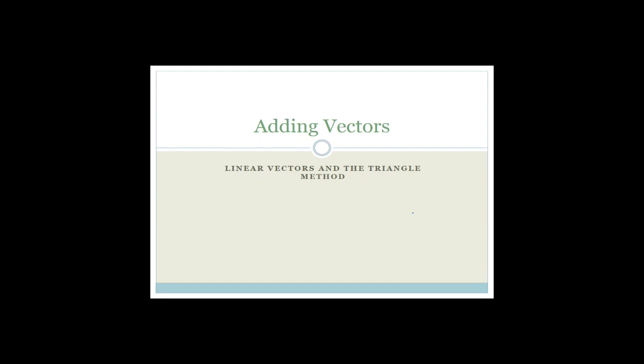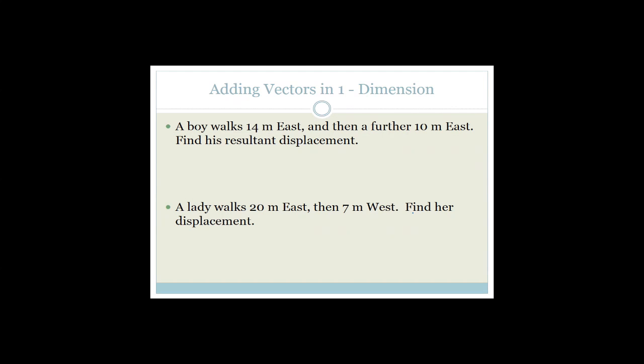So let's talk about adding vectors. A typical example of adding vectors is when we're just looking for displacement. If we're talking about one dimension, we're only talking about one direction. Okay, we're not talking about the boy band. We're talking about the fact that we're going in one direction, one dimension.